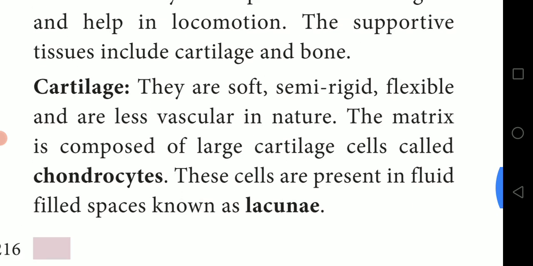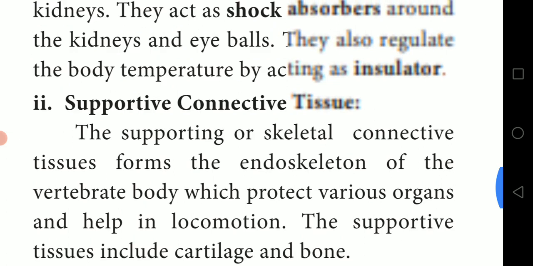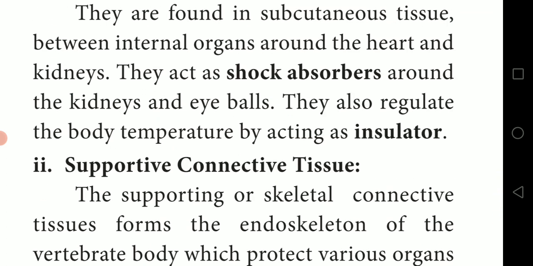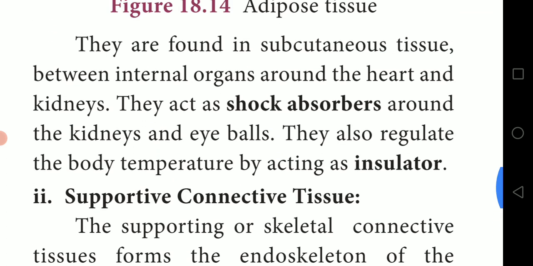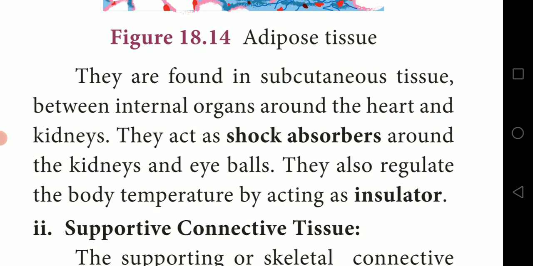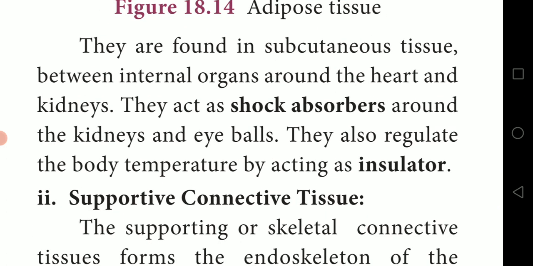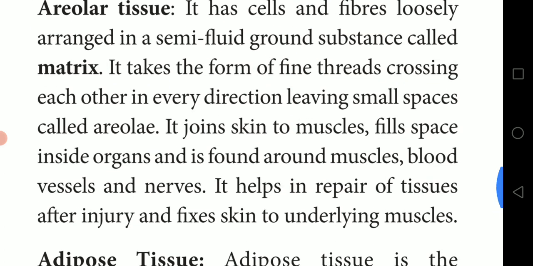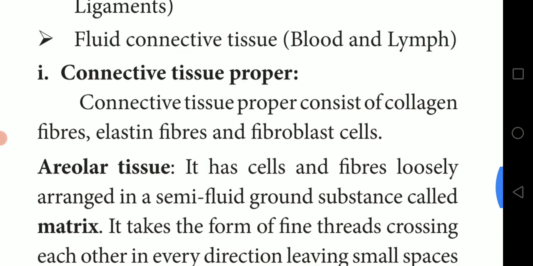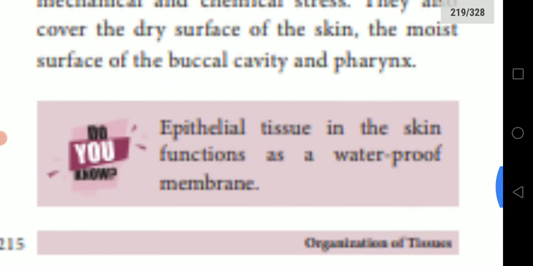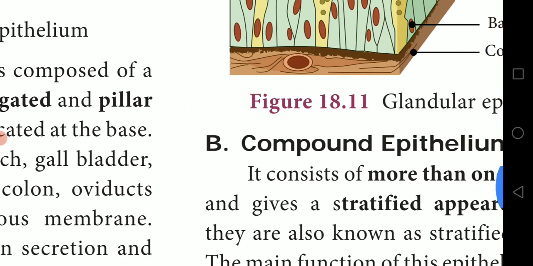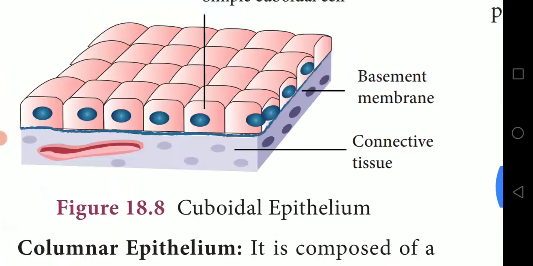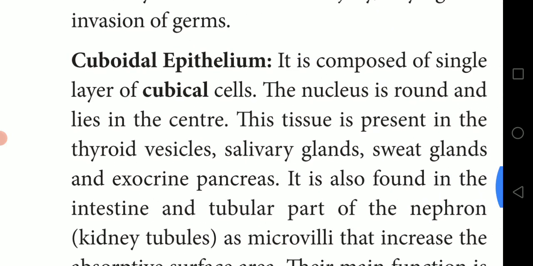So that's all the information about cartilage. Today we have seen different types of connective tissues: two types, areolar and adipose tissues. Next we started the supportive tissues, and in that we completed cartilage. We also saw the types of simple epithelium, and after completing simple epithelium we started compound epithelium tissues. Just go through the topics we have discussed today.